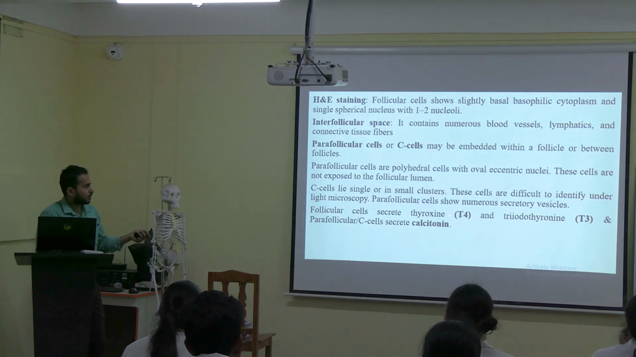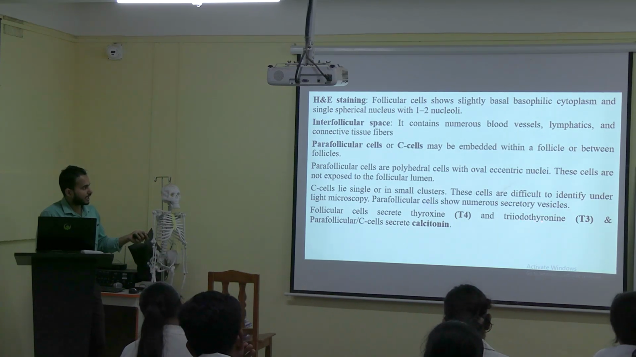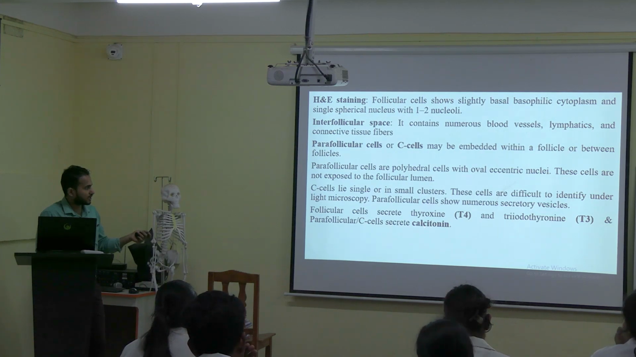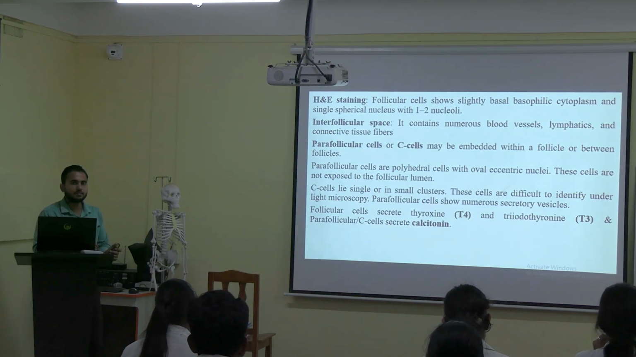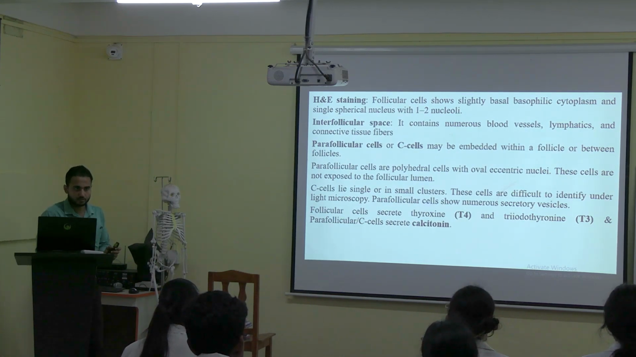Follicular cells secrete two hormones, thyroxine T4 and triiodothyronine T3, and parafollicular cells secrete a hormone called calcitonin. Okay, these are the functions of the two different types of cells present in the thyroid gland.